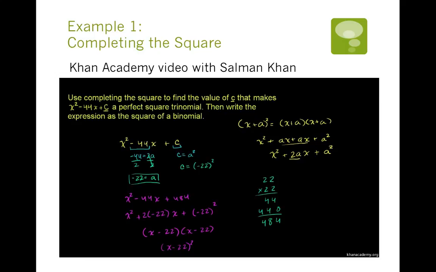All right, so hopefully you see the connection here between what Salman Khan is showing you in the video and what you were seeing in the activity. The idea that if you take half of the coefficient on x and then square that, you'll get that missing piece that will give you the perfect square trinomial.